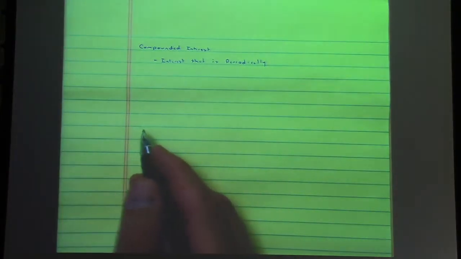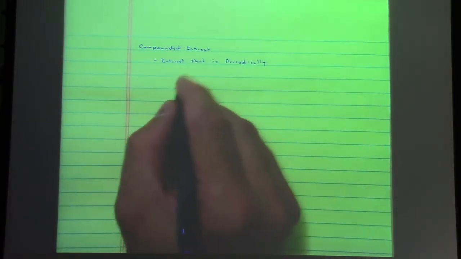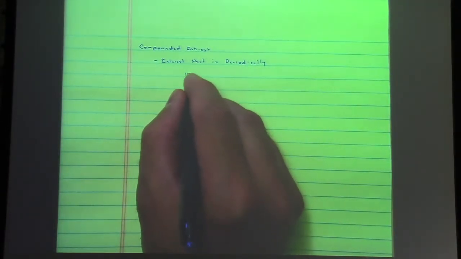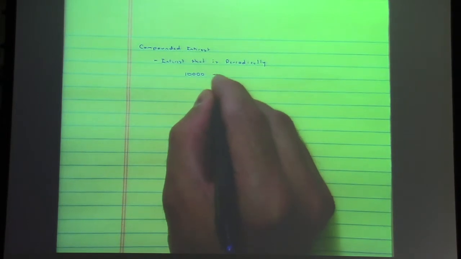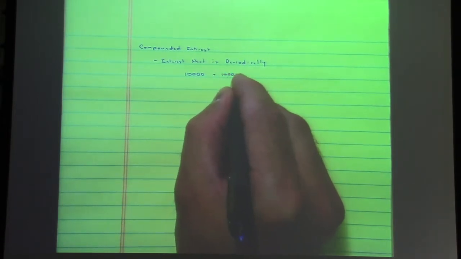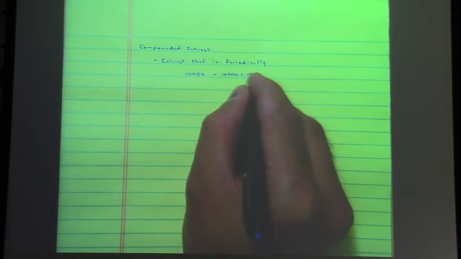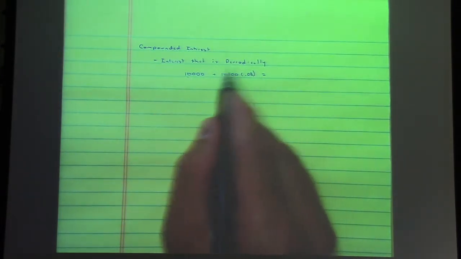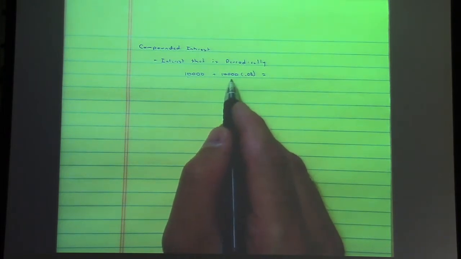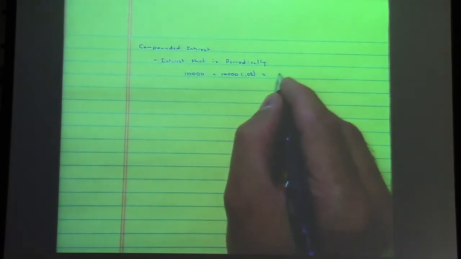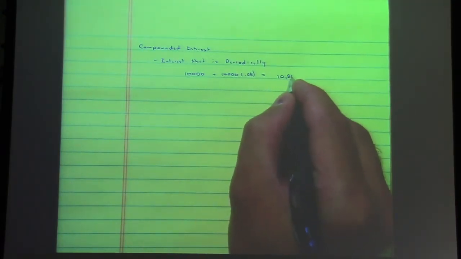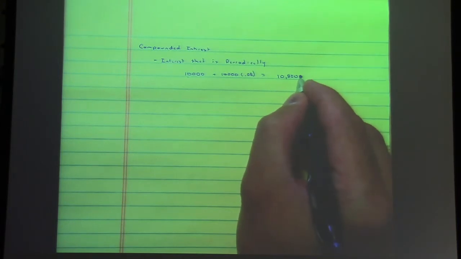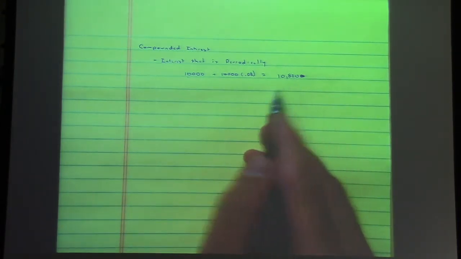So let's say that we have that $10,000. In the first year, or at the end of the first year, we take that $10,000 plus the $10,000 times 0.08. This would give us $10,000 plus $800 earned in that first year, or received in that first year for interest. So this would give us $10,800.